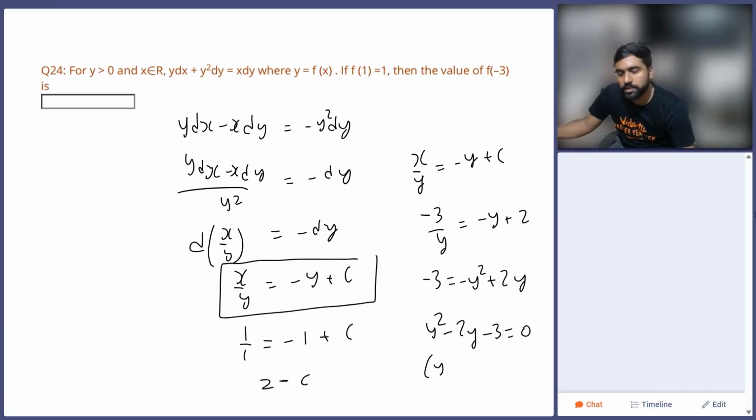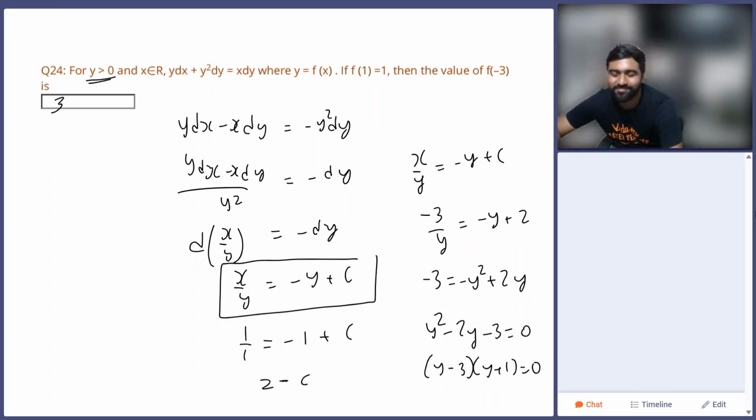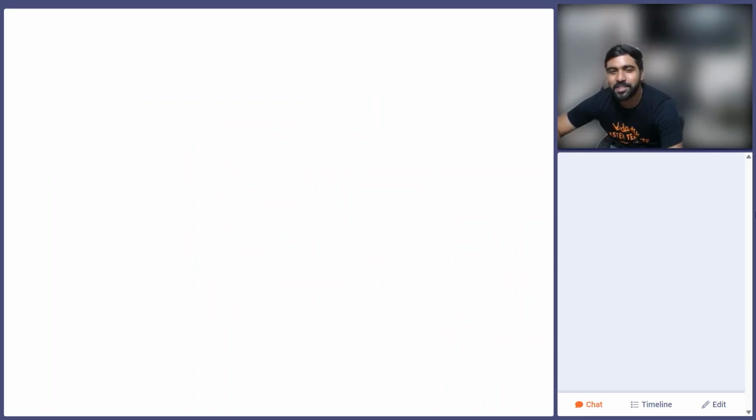And what do you have? This is y plus 3, no, sorry, y minus 3 into y plus 1 equals 0. So you have y equals 3 or minus 1, y is said to be positive. So directly I can say y equal to 3 will be the answer for the question. Okay, plain and simple basic equation.